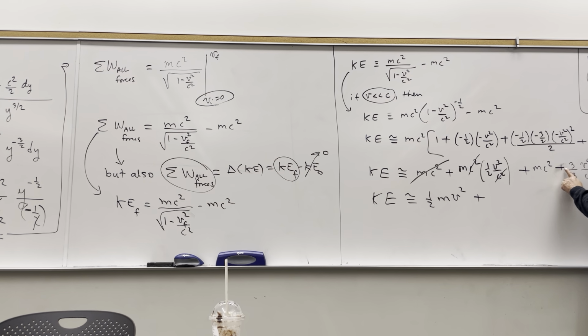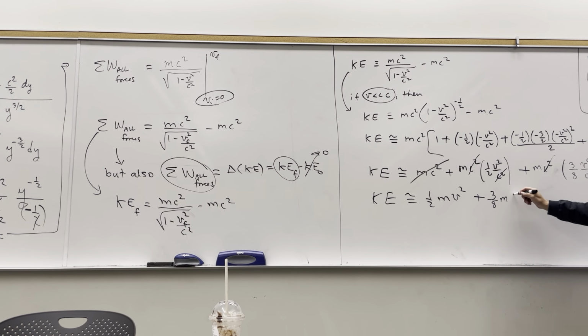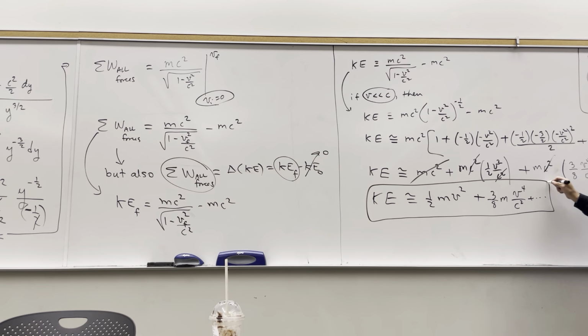So I put a plus over here. It should be times, right? I put a plus over here, but it's supposed to be mc squared times this. So that's the correction over here, right? And then c squared cancels c to the 4th, so I get a c squared downstairs. So I get 3/8 m v to the 4th power over c squared, and then other terms. This is kinetic energy. It's the energy associated with the motion of the object, plus other terms.